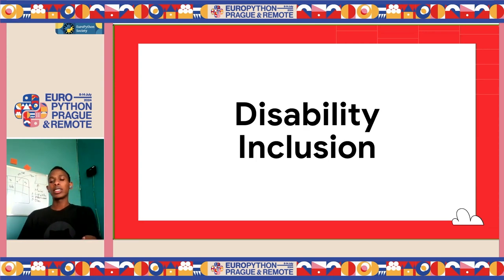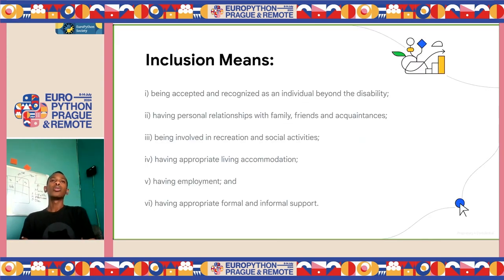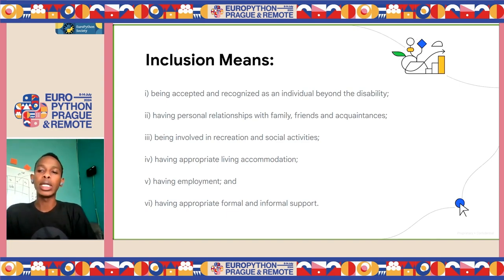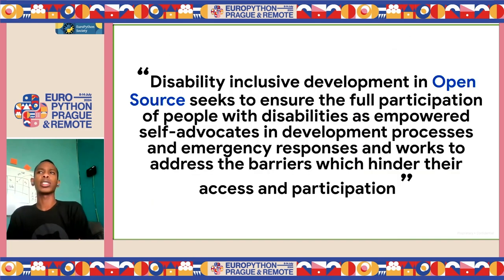So let's look at disability inclusion. What does inclusion really mean to open source communities, or to persons with disabilities who want to join our open source communities? Inclusion means that one is accepted and recognized as an individual beyond the disability. Inclusion also means you have a personal relationship with family, friends, acquaintances, and of course fellow open source contributors. And then having appropriate living and accommodation, having employment, and having appropriate formal and informal support.